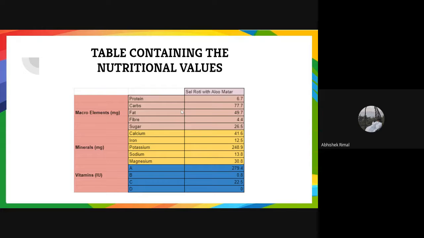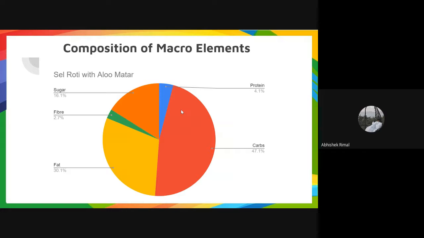As you can see from the table, all the data is already presented here, and on the basis of this table, we decided to make our own pie charts and bar diagram figures. In this slide, you can see the composition of macro elements of sil roti and alu matar. It has the highest amount of carbs because sil roti is made from rice flour, and alu matar has potatoes, which are very high in carbohydrates.